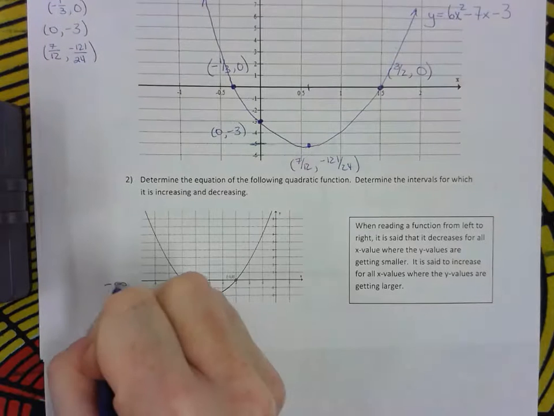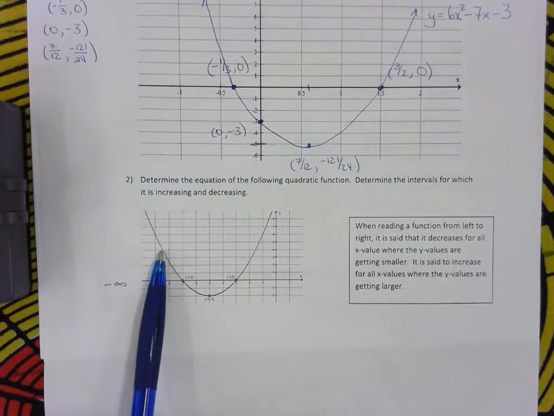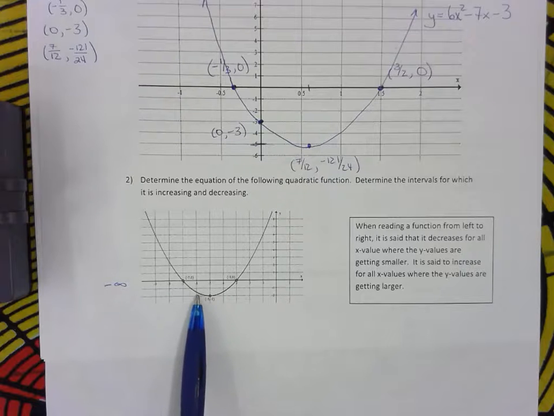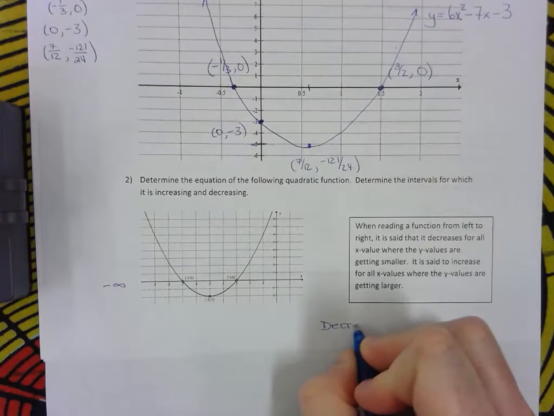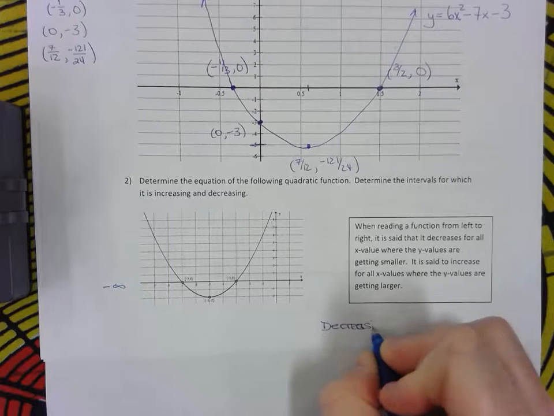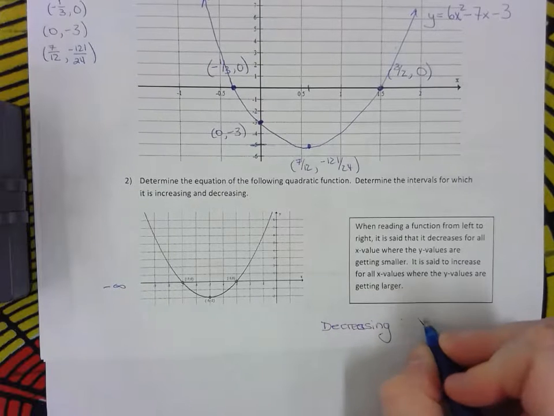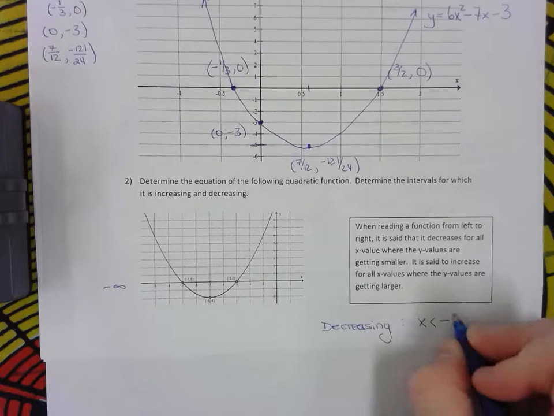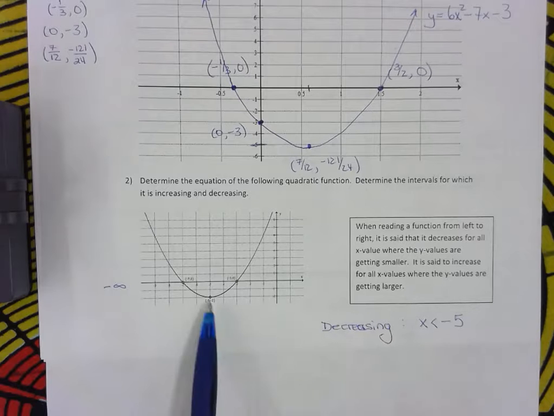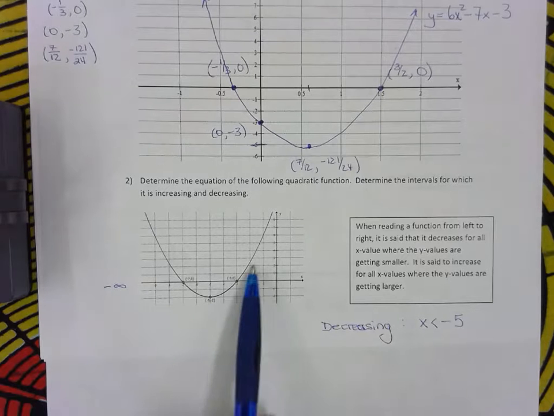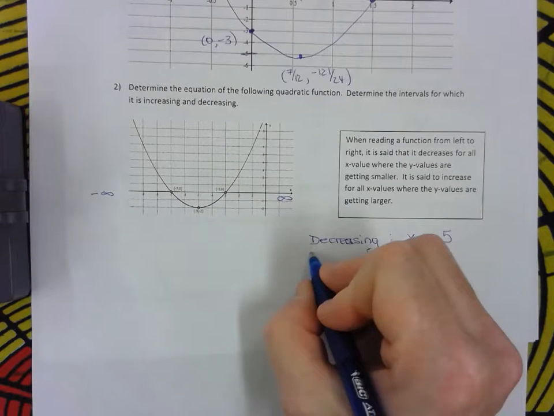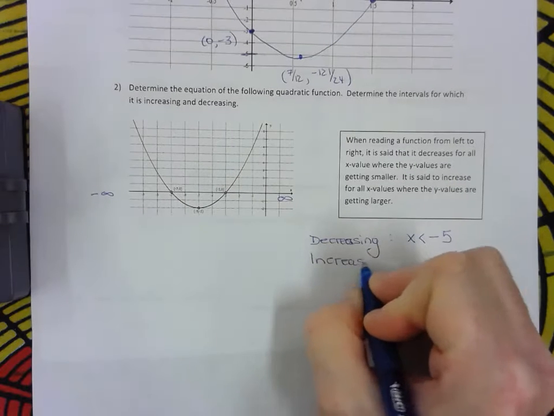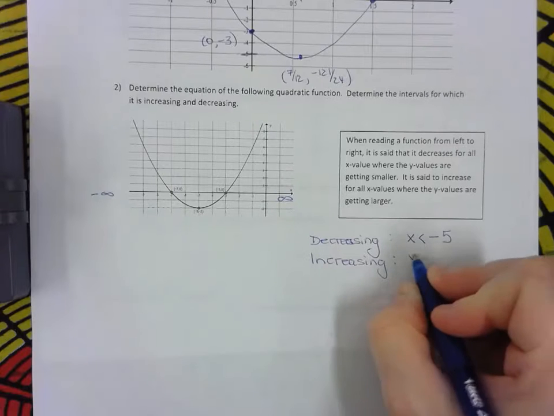So if we look at this function, if we start out here at negative infinity, the y values keep getting smaller until we get to this x value of negative 5. So we say that it's decreasing when x is less than negative 5. And then after negative 5, my y values start increasing again, and they'll continue increasing forever, so until infinity. So we're going to say that it increases when x is larger than negative 5.